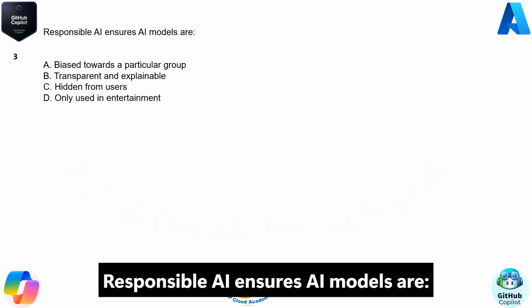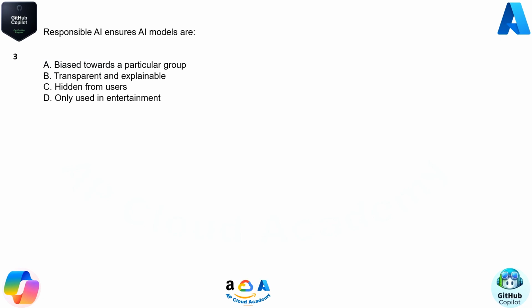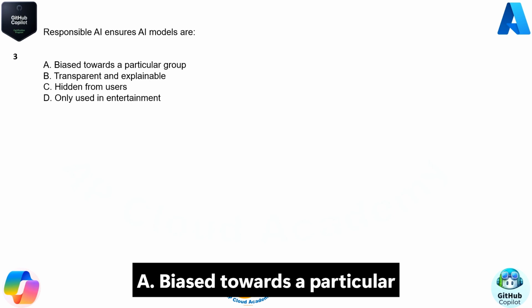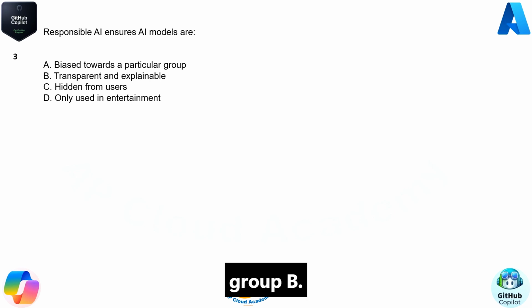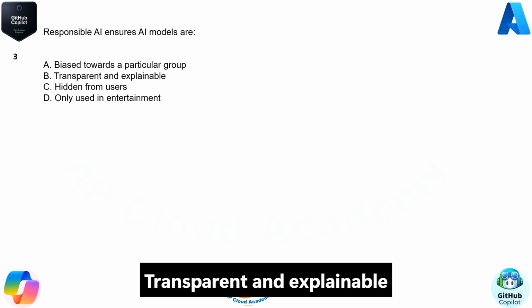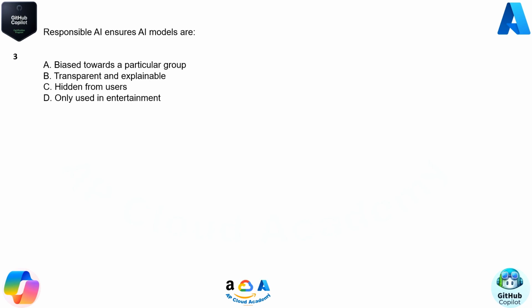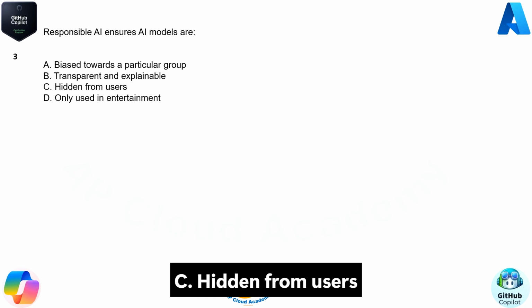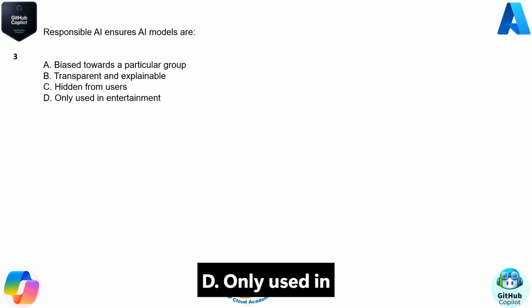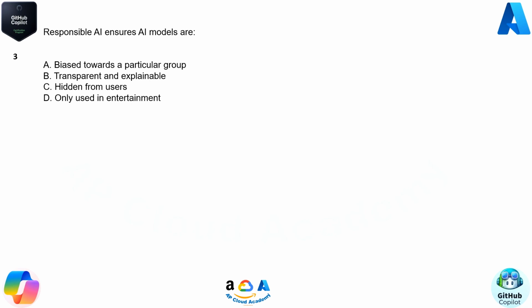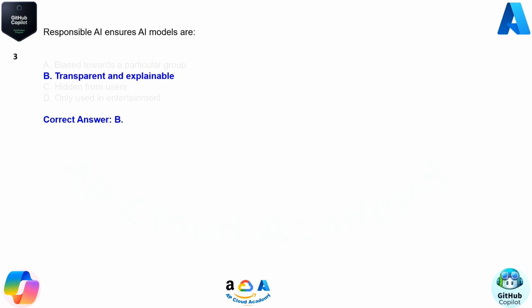Responsible AI ensures AI models are A. Biased towards a particular group. B. Transparent and explainable. C. Hidden from users. D. Only used in entertainment. Correct answer, B. Transparent and explainable.